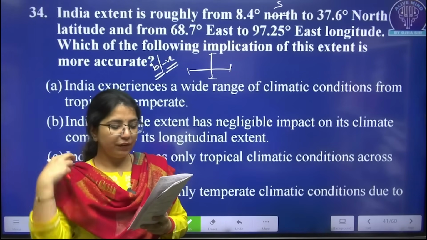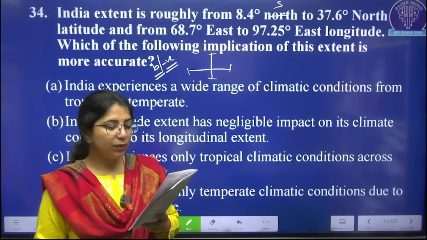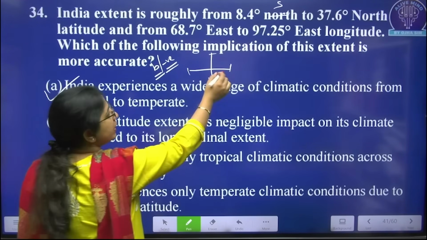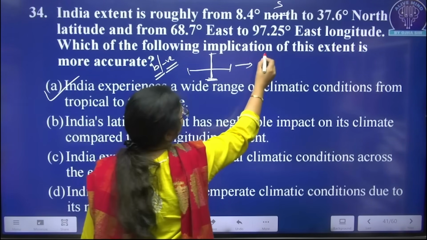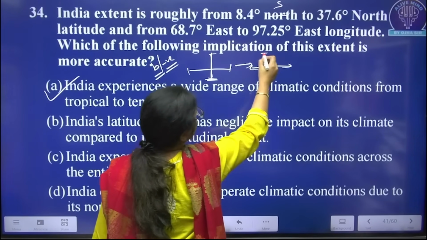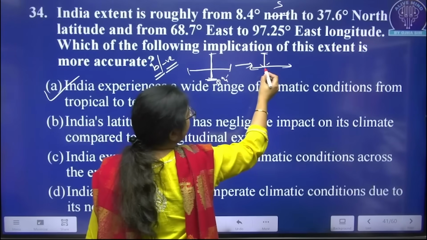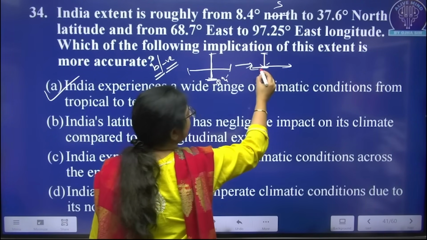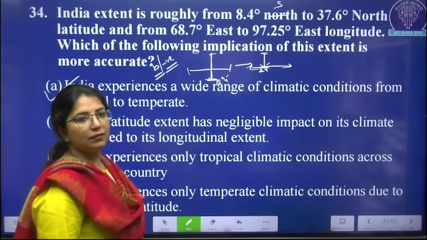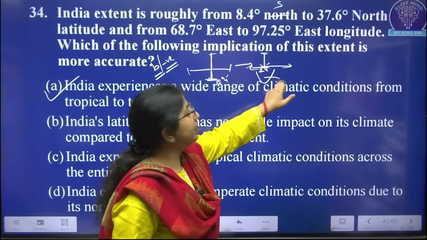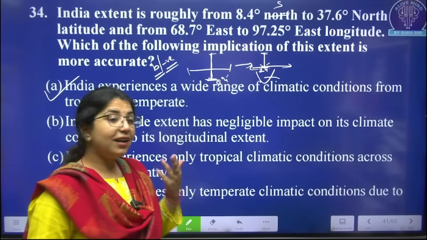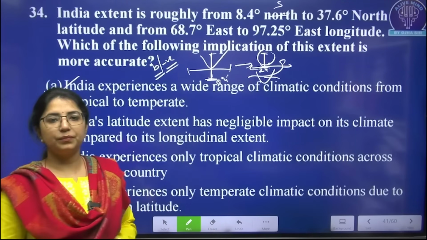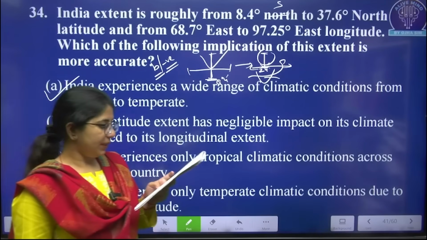Option is India experiences a wide range of climatic conditions from tropical to temperate. This is the answer, A. If our territorial extent would have not been this, it would have been just this. It is 8 degree 4 minutes here. It would have been here. Means only 24 degree. We would not have the tropical climate then. Our climatic patterns would have changed because our region would have been only this much. So the answer is A.